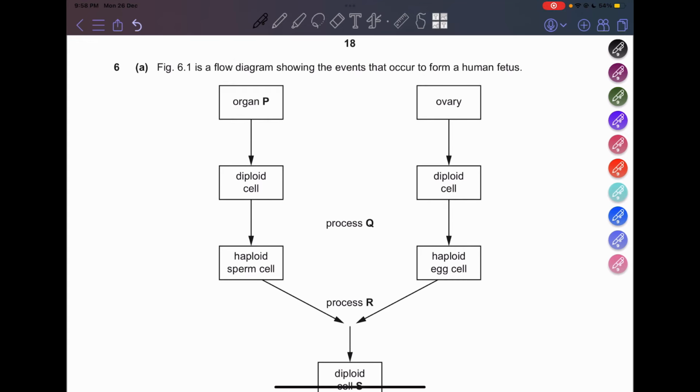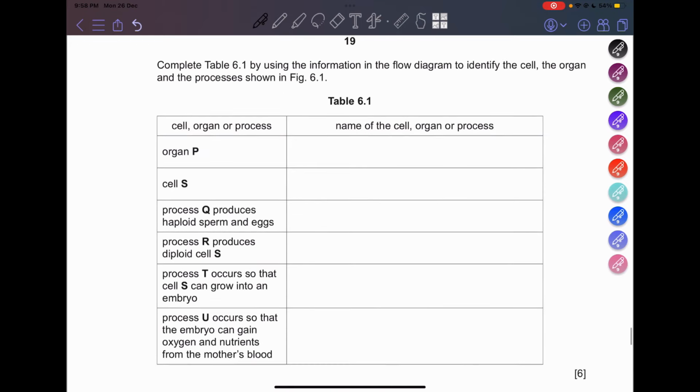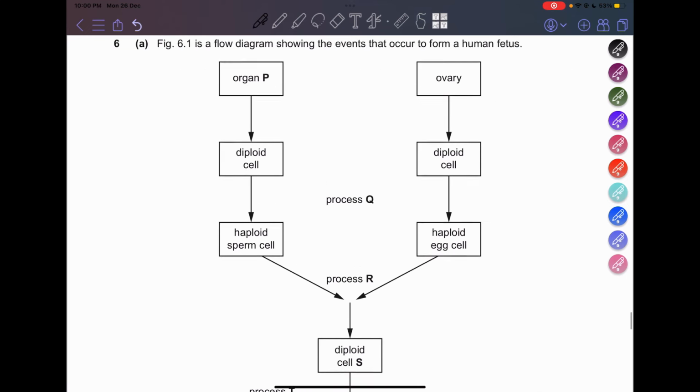Question number 6. Figure 6.1 is a flow diagram showing the events that occur to form a human fetus. Complete table 6.1 by using the information in the flow diagram to identify the cell, the organ, and the processes shown in figure 6.1. Now, over here, they're asking about organ P. Organ P, let's have a look at the diagram.